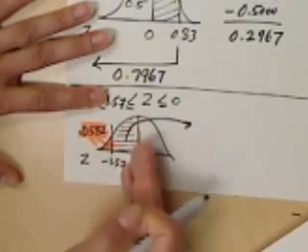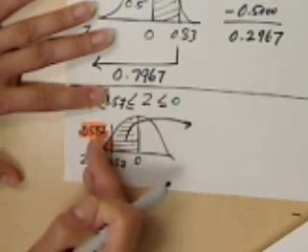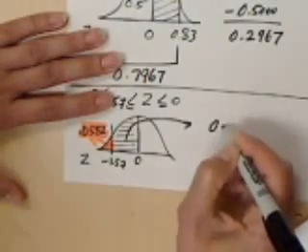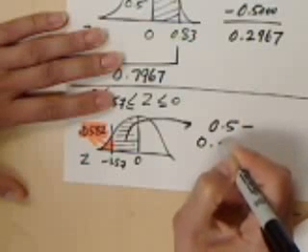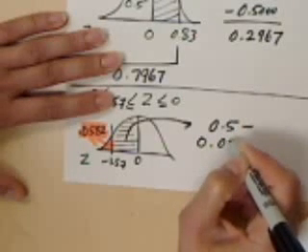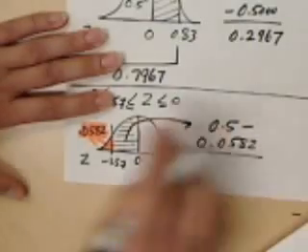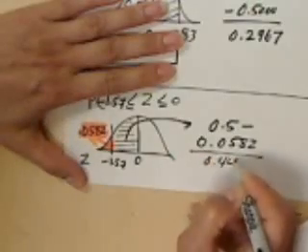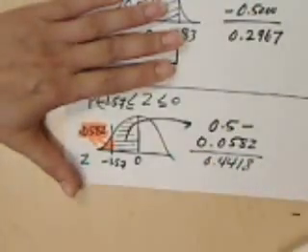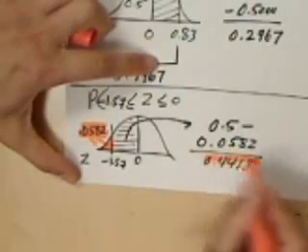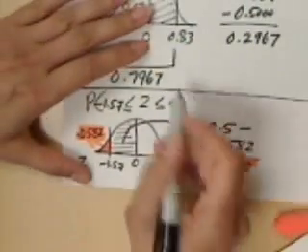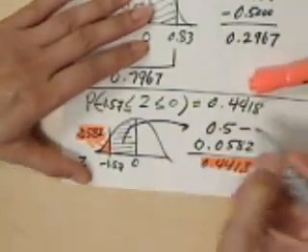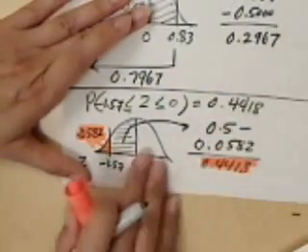Now, because I know the left half of the curve is 50% of the area under the curve, or has a 0.5 probability, 0.5 minus 0.0582, which equals 0.4418, would be the answer to the question. 0.4418. And so that would be the answer to this question.